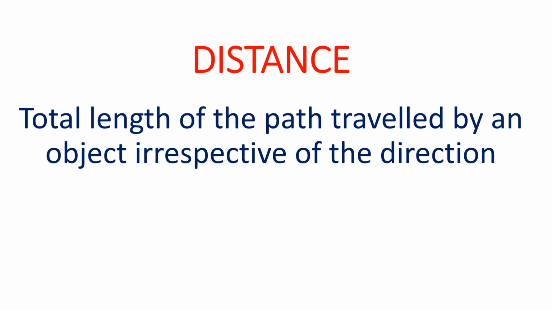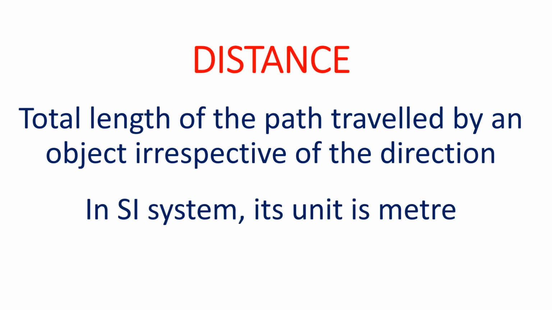Now we'll see the term distance. How is it defined? It is the total length of the path travelled by an object irrespective of the direction. If an object is moving, you have to take the length of the path travelled by that object. You don't have to see the direction for that. So we say irrespective of the direction. And we express it in meters or kilometers. Its unit is meters in SI system. Okay.